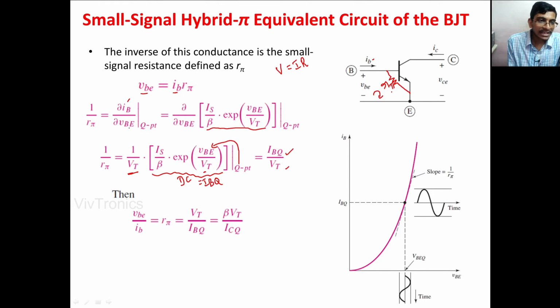Here we have derived IB by VBE. Now we are going to reverse that. VBE by IB, that is equal to the R pi value, which is equal to VT by IBQ. Here we can represent the IBQ current. We already know IC is equal to beta times IB. Therefore, IB is equal to IC by beta. Here the base current is a Q point current, therefore IBQ, and IC also becomes the Q point current, so we get ICQ by beta. Therefore, VT divided by ICQ by beta becomes beta VT by ICQ.